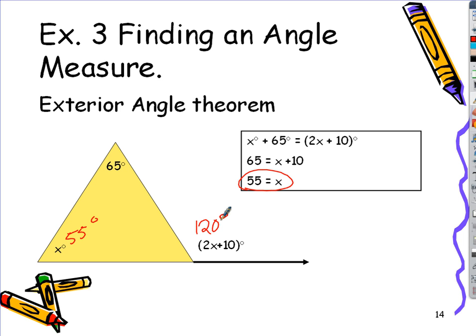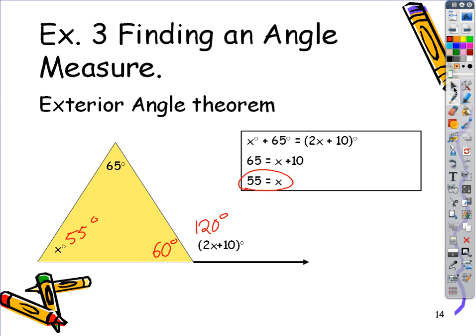Now we see that these form a linear pair, don't we? Right? And so if this one's 120, what must this angle be? Has to be 60, doesn't it? Because they have to add up to 180. They're supplementary, so we could fill that in. What's another way we could have gotten that angle without even using the exterior angle? The interior angles, their measures have to add up to 180 also. Sure, so we could have gotten it either way. Okay, good.